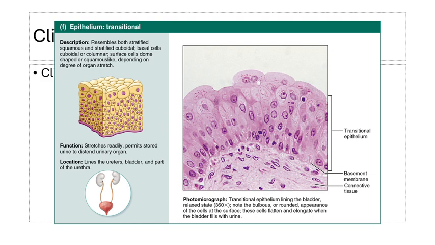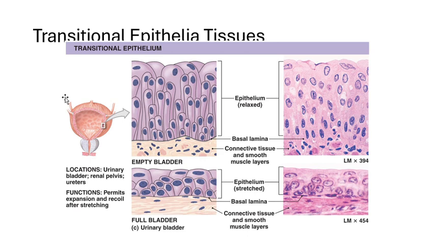Why do we call it transitional? Because it depends upon the bladder. If our bladder is empty, the epithelium appears to be multi-layer. But if our bladder is full, it stretches our epithelium and it appears to have more or fewer layers, the amount of layers being more or less. So because of that, it is called transitional.